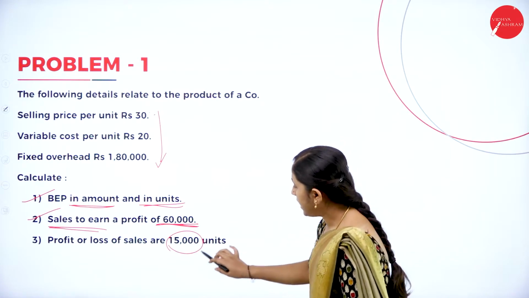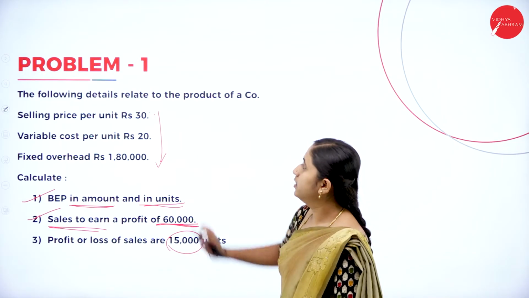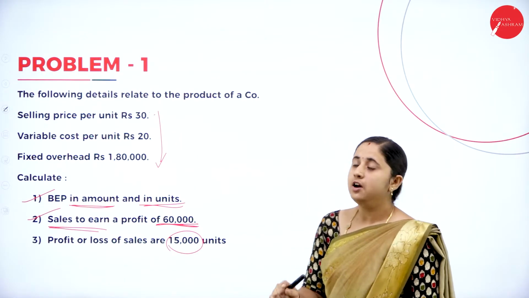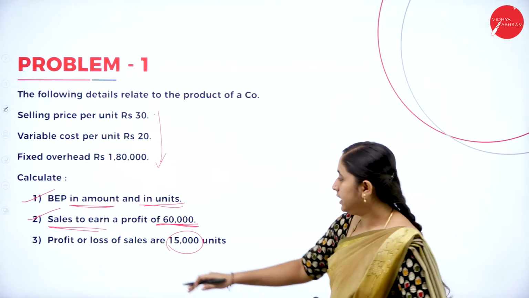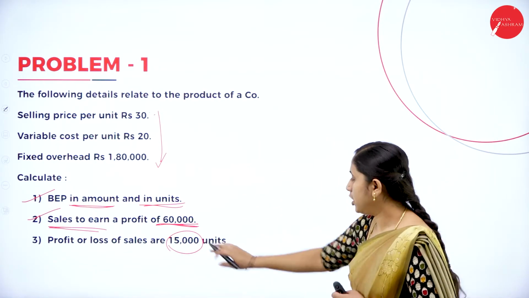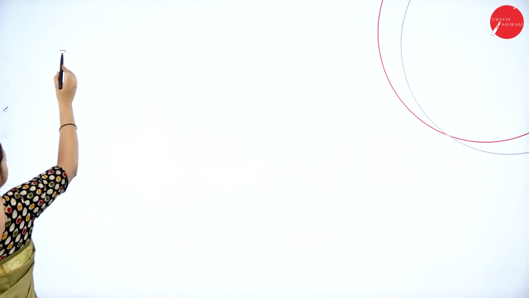Now, we need to calculate for 15,000 units. So, just calculate selling price and variable cost for 15,000 units. After that, we can calculate the profit or loss for the 15,000 units. First, we need to calculate total sales.